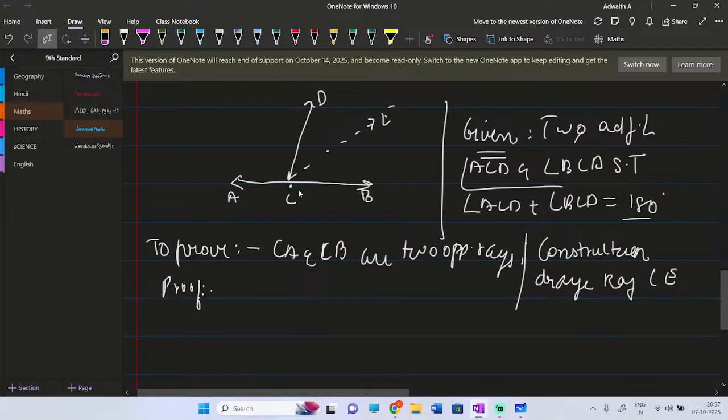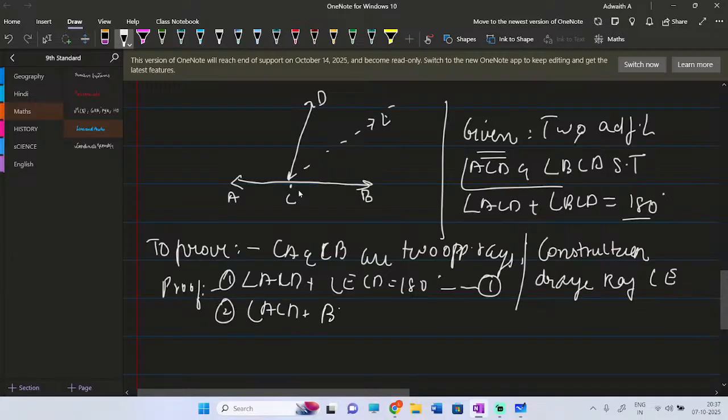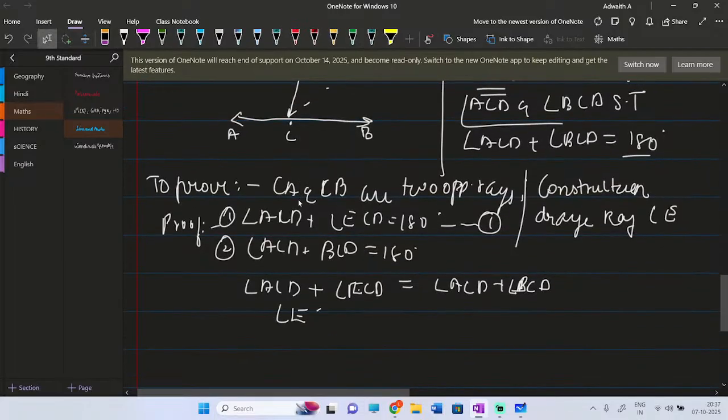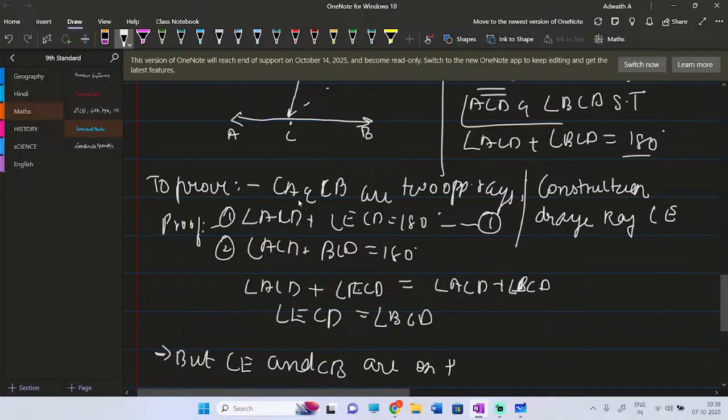Now proof. Angle ACD plus angle ECD equals 180 degrees. First one, then second one. Angle ACD plus angle BCD equals 180 degrees. So angle ACD plus angle ECD is equal to angle ACD plus angle BCD. Very true. Angle ECD equals angle BCD, but CE and CB are on the same side of CD.